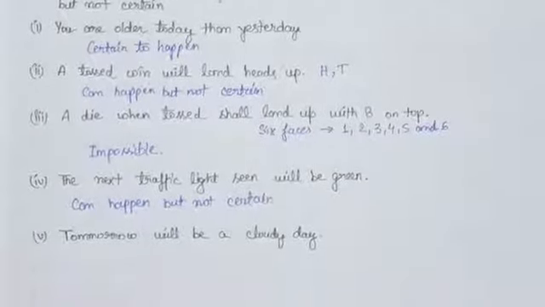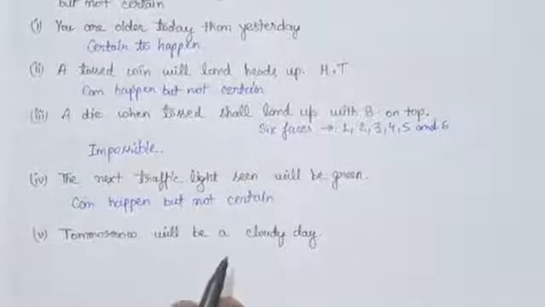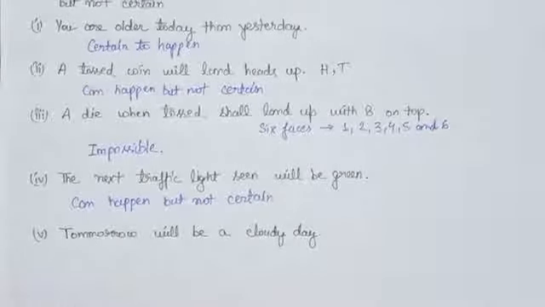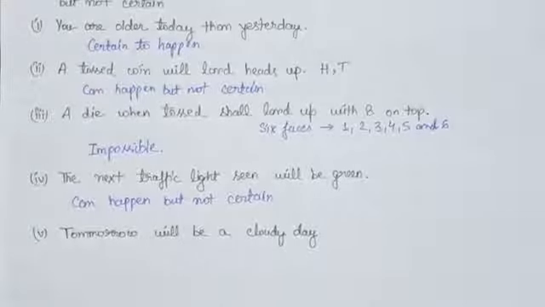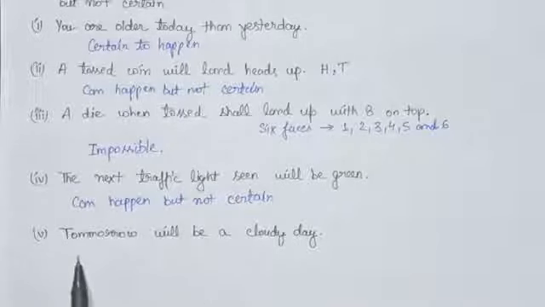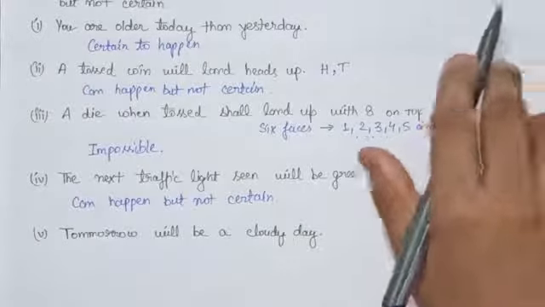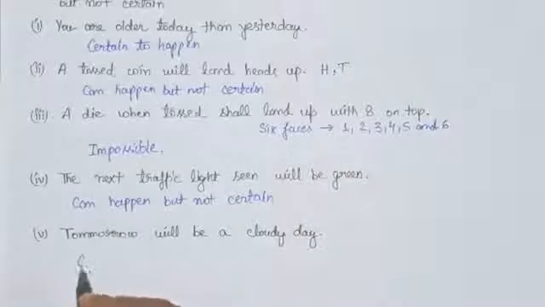And the last statement is tomorrow will be a cloudy day. So again we are predicting that tomorrow will be a cloudy day. It might happen that it will be a sunny day. So it can happen, but this is not certain to happen. So this statement can be categorized as can happen but not certain.